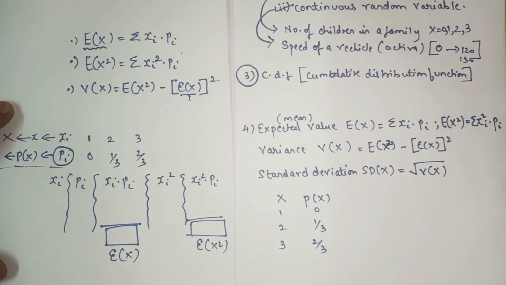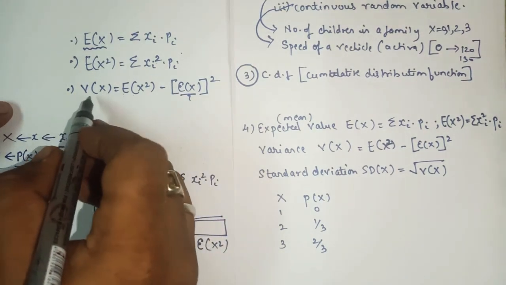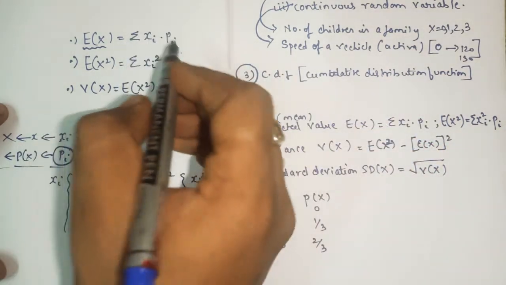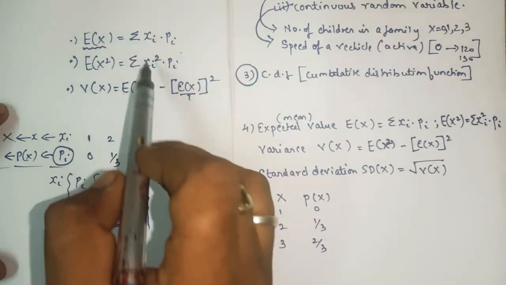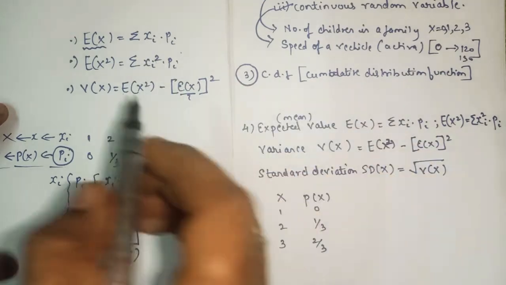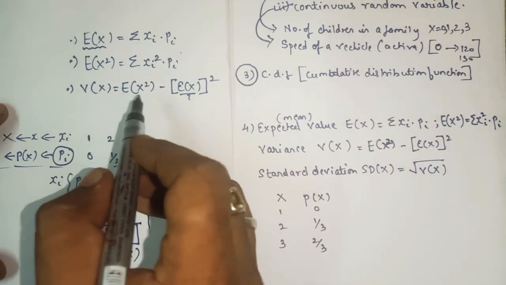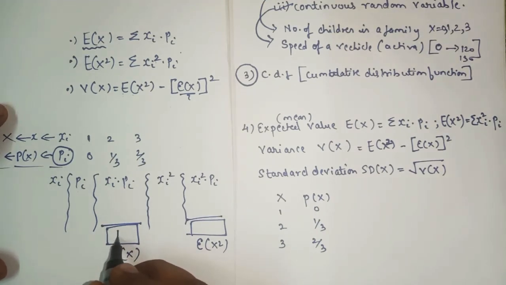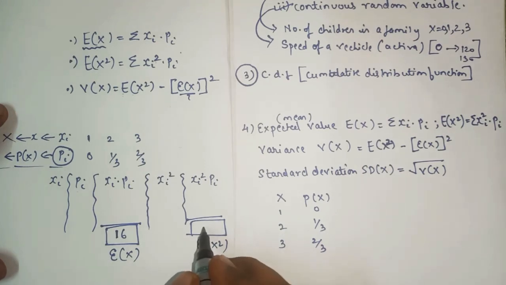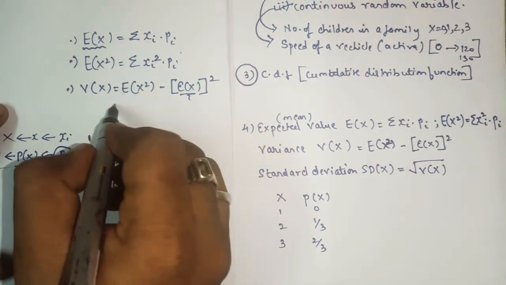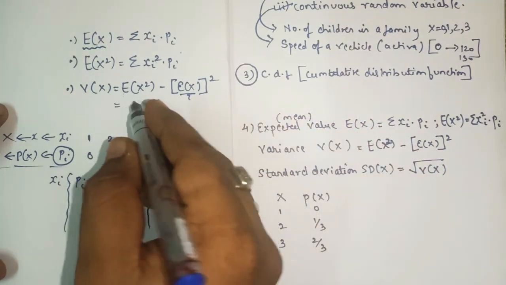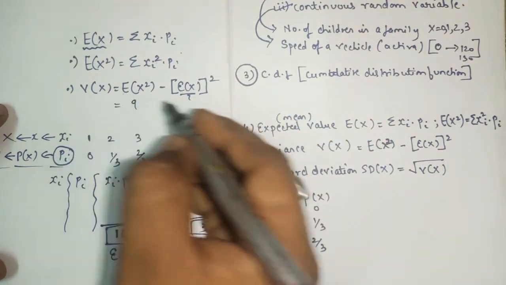Understood? After that we have to find the final step, that is variance of x. Variance of x means what? You have to subtract these two numbers. The formula says that suppose the total for this is 16 and here we are getting 3. So 3 square, suppose it is 9.